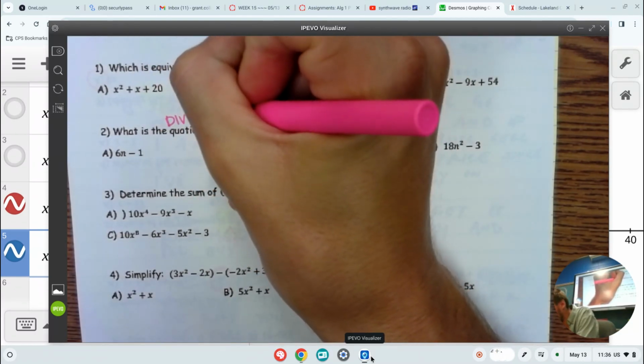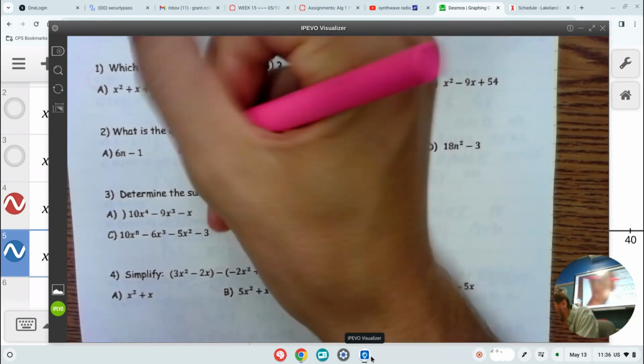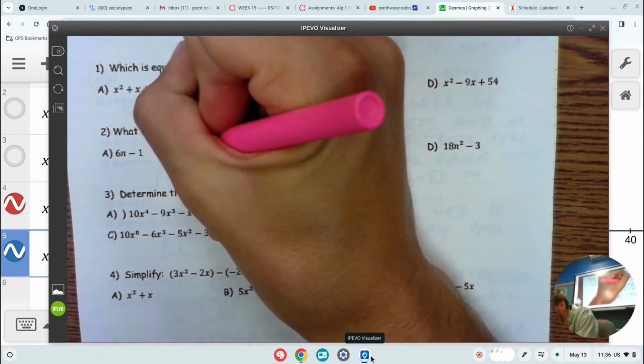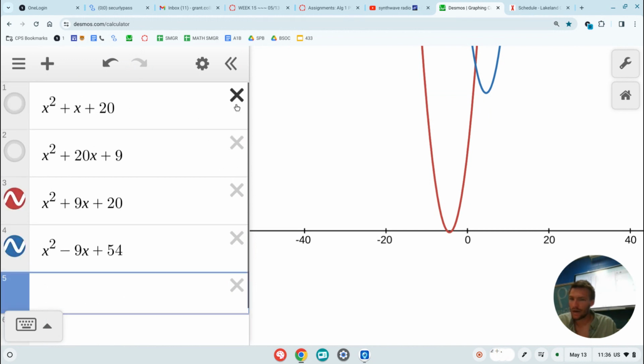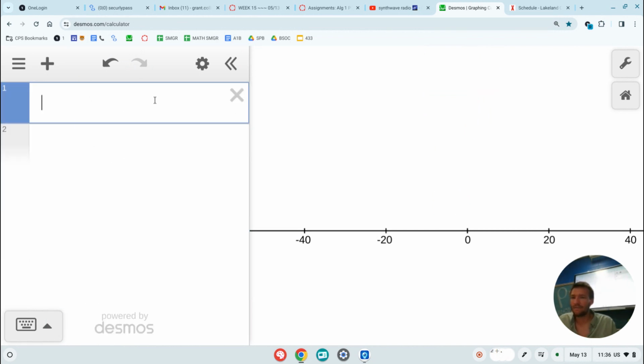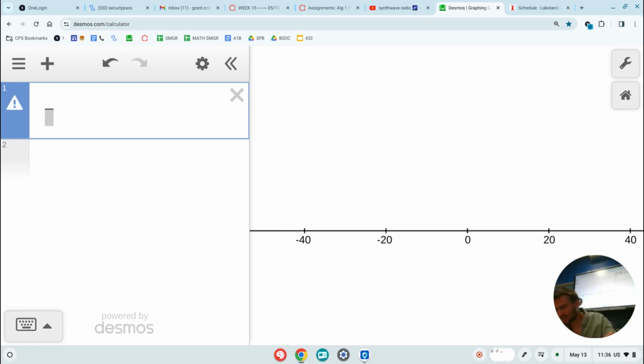Quotient means division or divide. So if it says, what is the quotient of these two things, what are we going to do with these two things? We're going to divide them. And whenever you're doing divide, press the fraction button first. So I'm going to press the fraction button first.